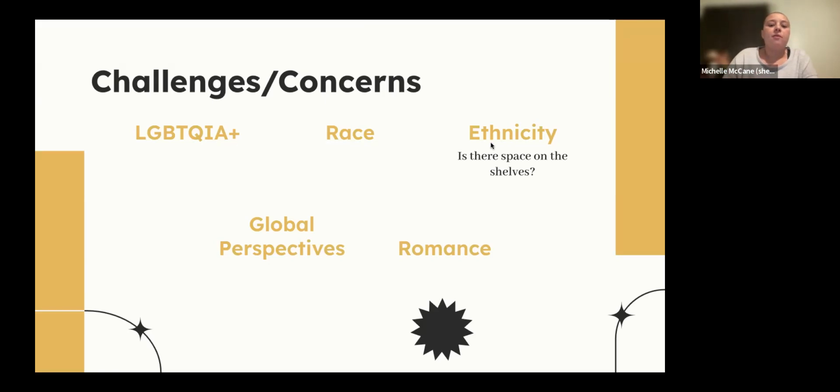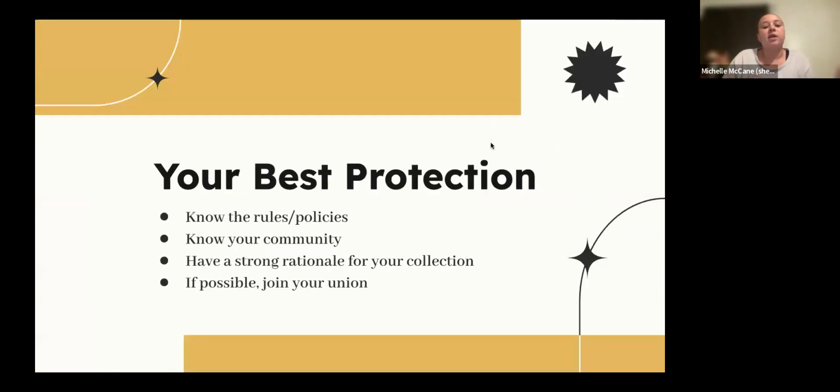And then best protection for kind of the issues with our collections is knowing your rules and policies, know your community, have a strong rationale for your collection, if it's following those policies and procedures and you can defend it. And if possible, join your union just so you have that additional protection.